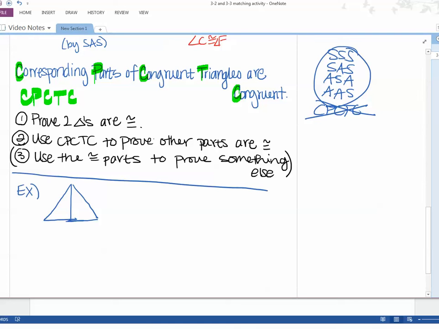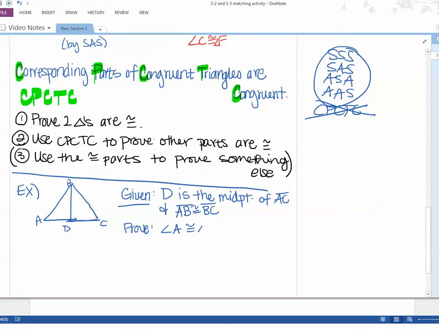It's kind of messy. You get the idea. So you have two right triangles sitting next to each other. A, B, C, D. With every proof, you're going to be given some givens. So given D is the midpoint of AC, and AB is congruent to BC. Prove angle A is congruent to angle C.